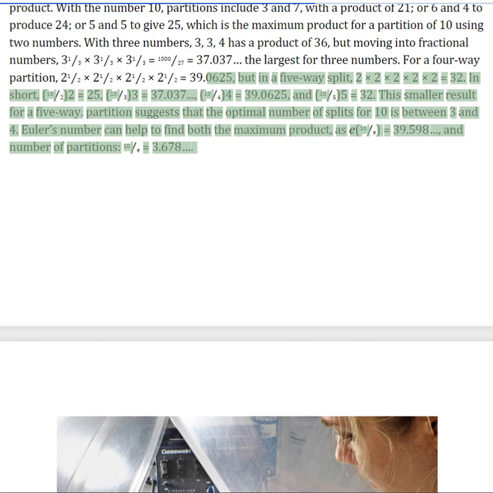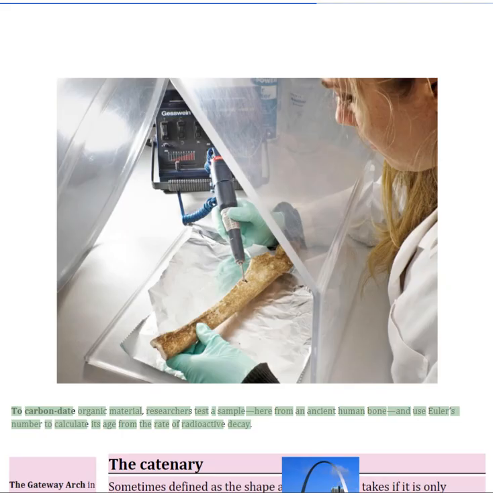This smaller result for a 5-way partition suggests that the optimal number of splits for 10 is between 3 and 4. Euler's number can help to find both the maximum product, as e^(10/e) equals 39.598, and the number of partitions, 10/e, which is equal to 3.678. To carbon date organic material, researchers test a sample, here from an ancient human bone, and use Euler's number to calculate its age from the rate of radioactive decay.